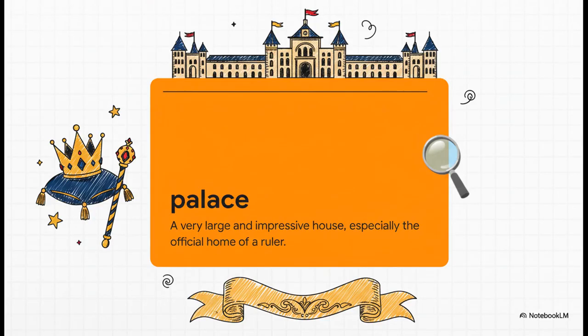Our next noun is palace. Now, a palace isn't just a big house. We're talking about a huge, grand, official home for a ruler, like a king or a president. Think of a mansion, but even more important and impressive. It's a word that makes you think of royalty.